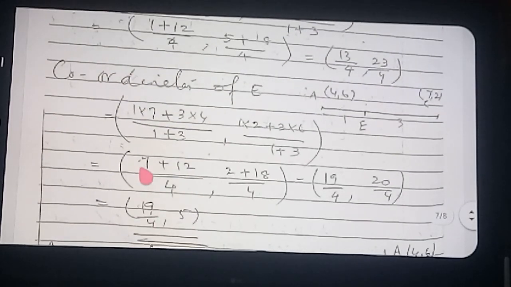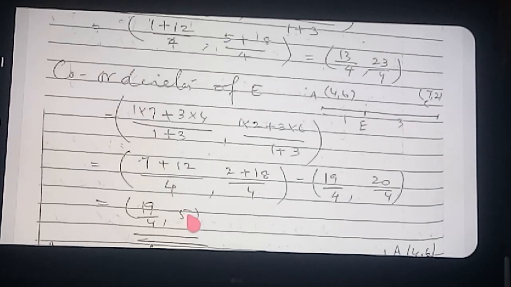That is equal to 7 plus 12 divided by 4. Here 2 plus 18 divided by 4. That means 19 by 4. And here 20 by 4 means 5. So you got the coordinates of E also. A little lengthy calculation, but you can understand. So what are the coordinates of E? The coordinates of E are 19 by 4 and 5.